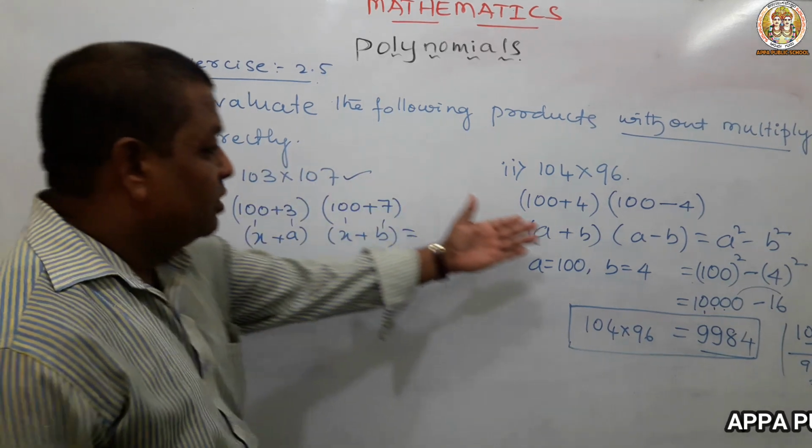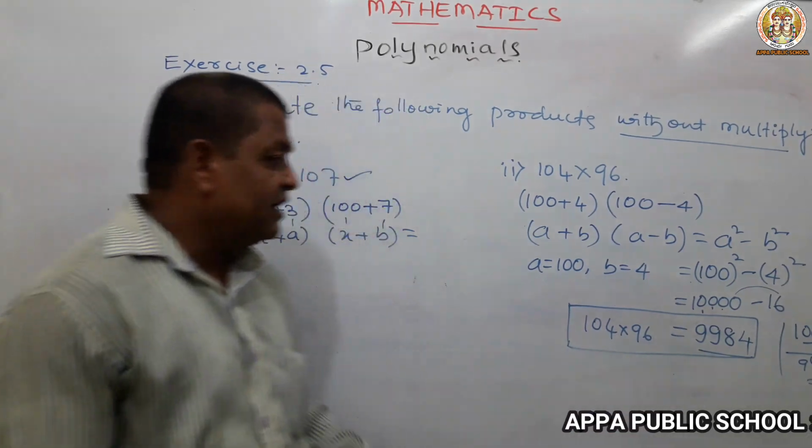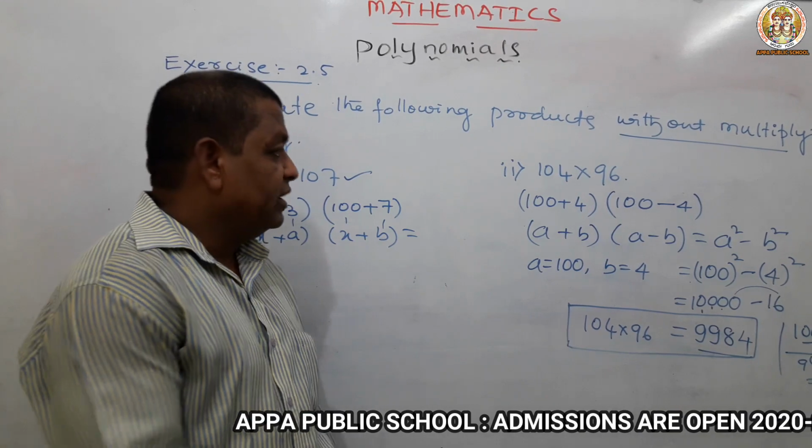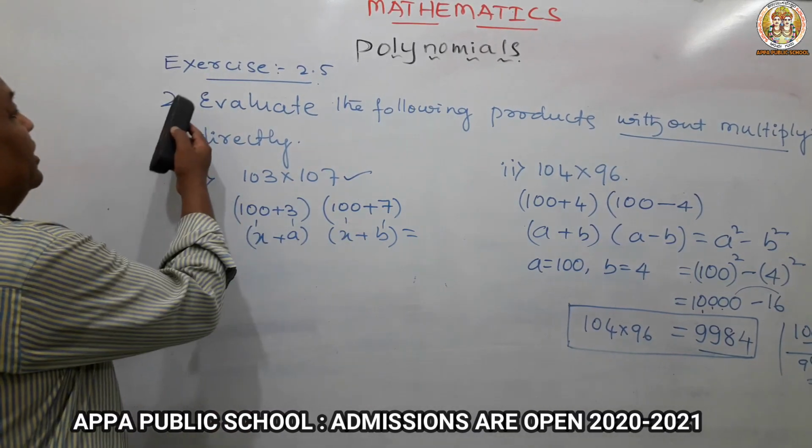Okay, I hope now you understood. It is already completed, and you learned this type of sums in 8th standard also. Once again we are doing it in 9th standard. Okay, now we are moving to the third bit.